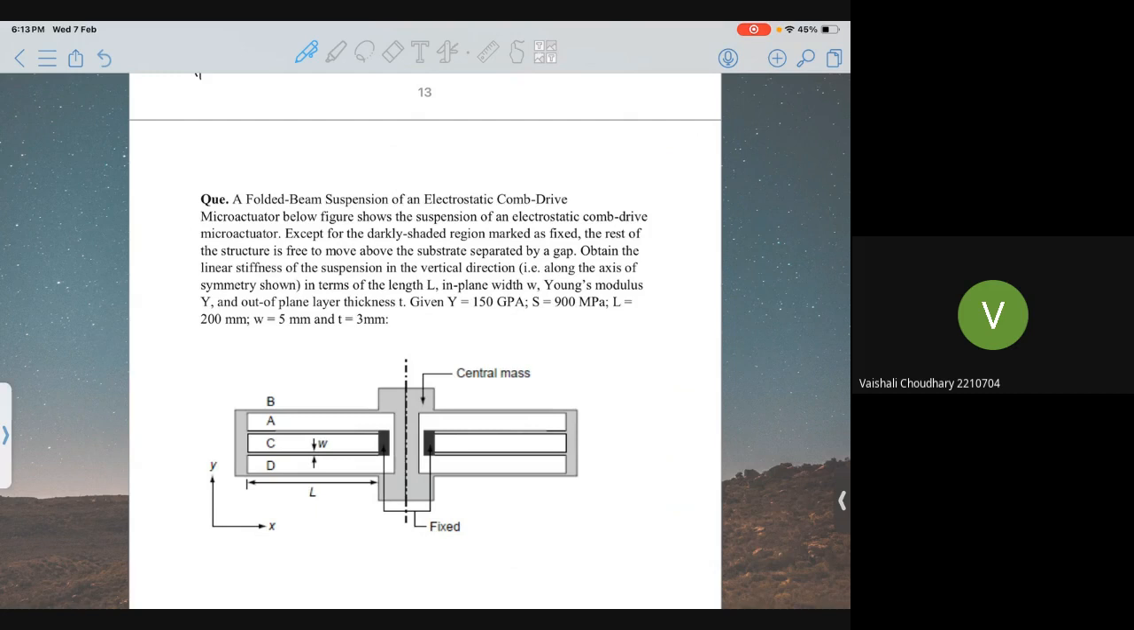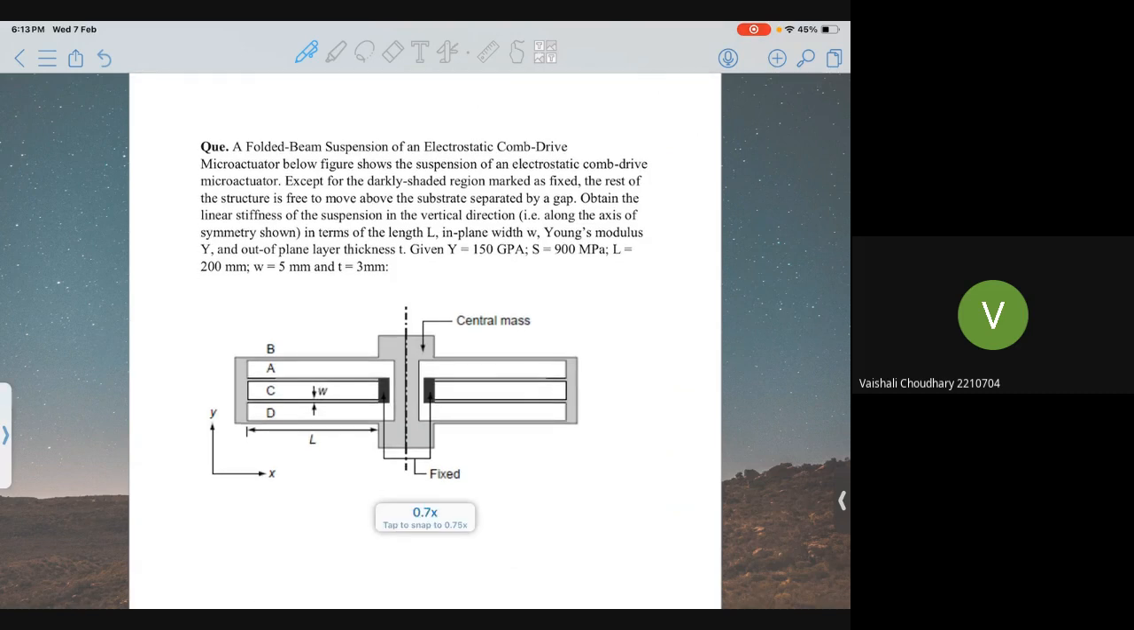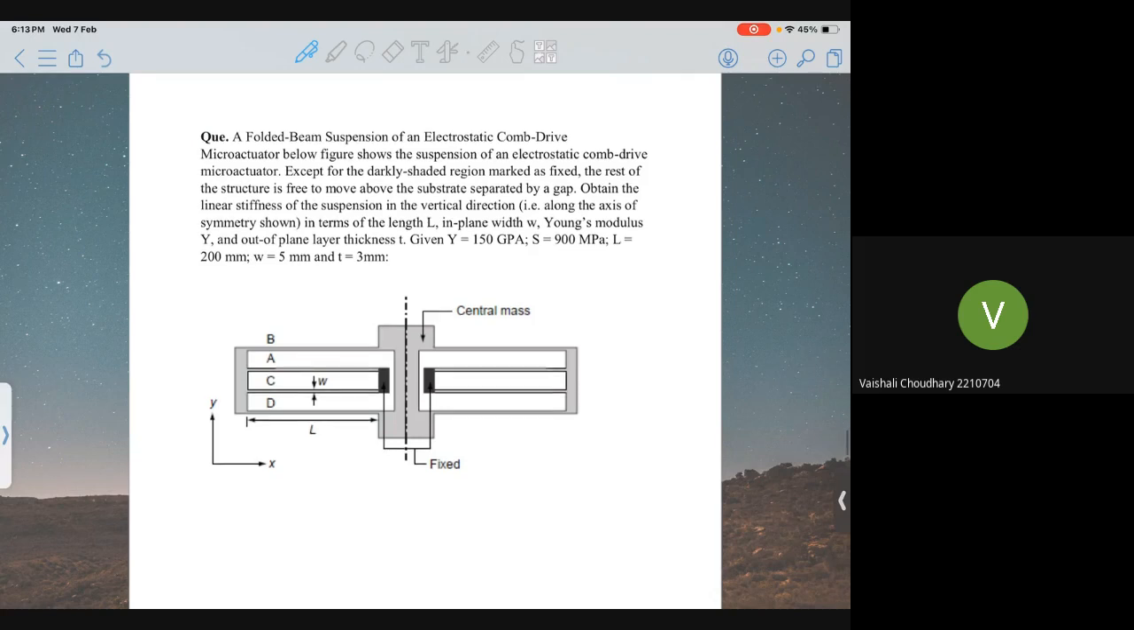Obtain the linear stiffness of the suspension in the vertical direction, that is along the axis of symmetry shown, in terms of the length L, in-plane width W, Young's modulus Y, and the out-of-plane layer thickness T. They have given Y as 150 gigapascal, S as 900 megapascal, length 200 mm, width 5, and thickness 3 mm respectively. Okay.